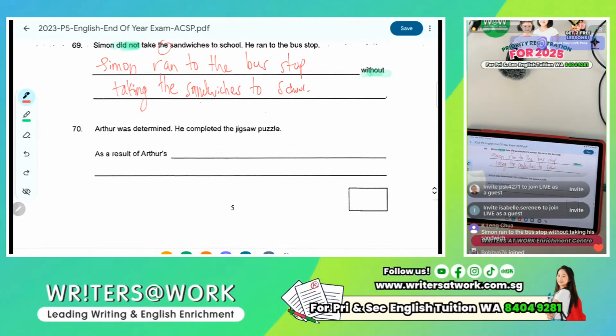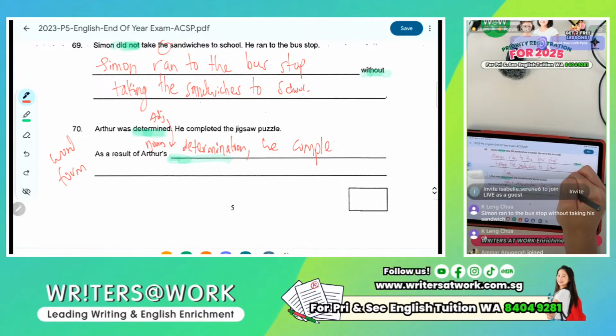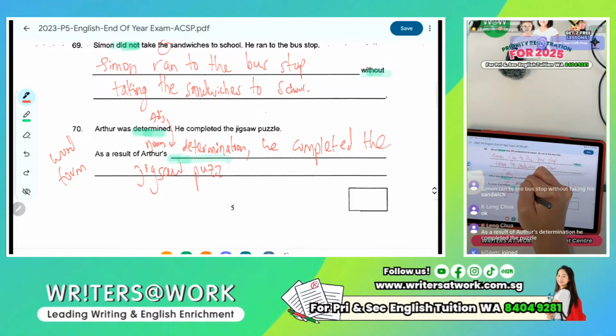Alright, let's take a look at question 17 now. Arthur was determined. He completed the jigsaw puzzle. So over here, they are interested in changing the word form from an adjective to a noun. So the answer would be as a result of Arthur's determination, he completed the jigsaw puzzle. Okay? The jigsaw puzzle, not the puzzle.